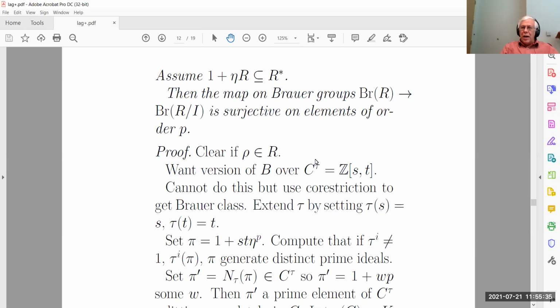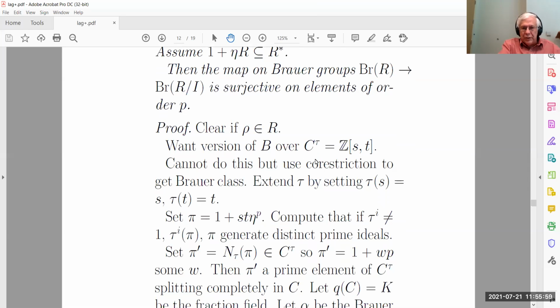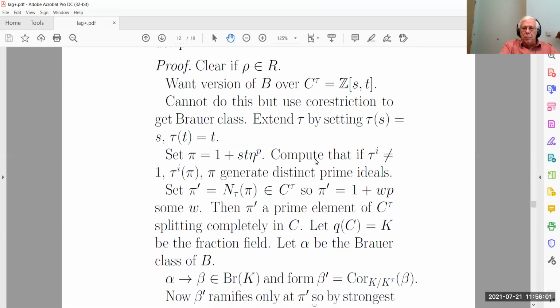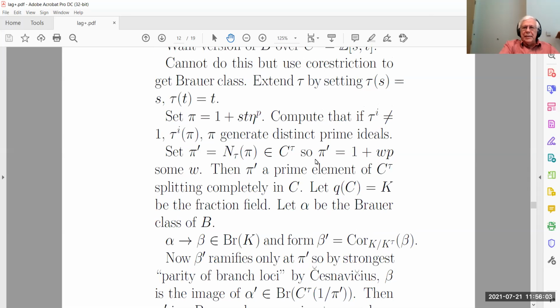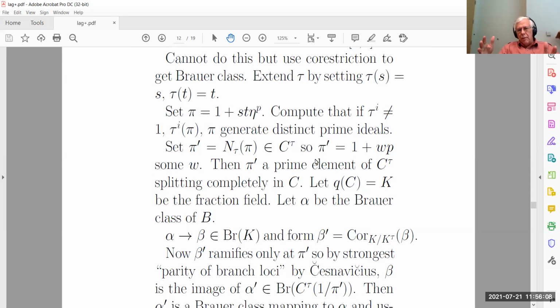So what I would like in order to do this, because as you see up till now I've been very, very concrete, is a version of this algebra B over the invariant ring of tau on C, which is just the polynomial ring over Z in S and T. I don't know how to do that. There's got to be an algebra there. I'm about to prove that there's an algebra there, but I don't know how to describe it. Instead, I'm going to use the co-restriction at the field level.